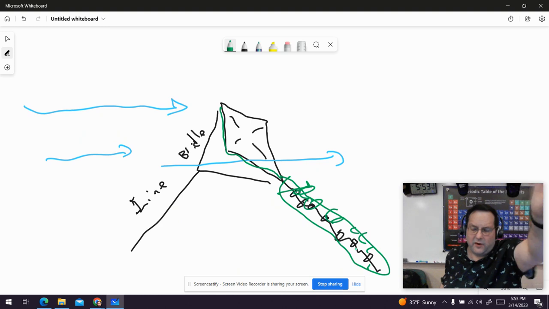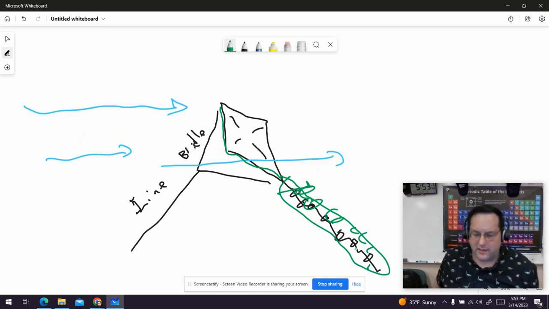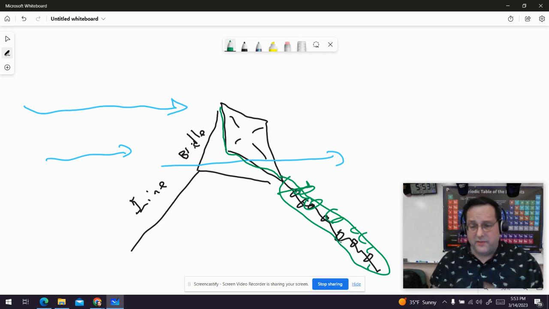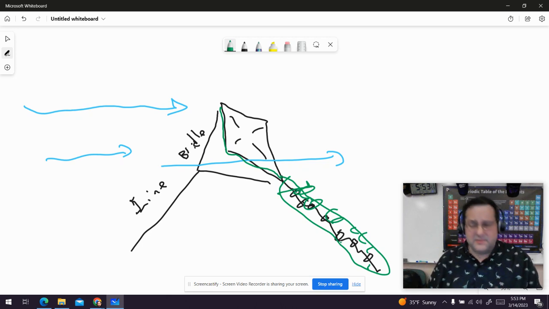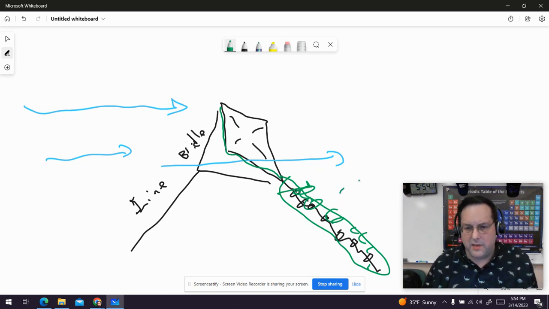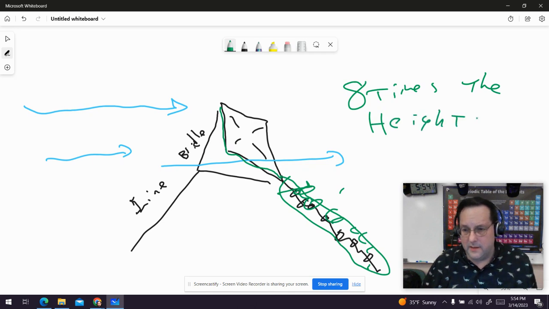So it keeps the front of the kite pointed into the wind and it keeps the back of the kite hanging back that way. So the drag on this tail can be absolutely essential and keep control of the kite. That's the important part: it keeps the kite under control, keeps the kite pointed into the wind. Now, how long should this tail be? The general rule of thumb is that the tail should be 8 times the height of the kite.